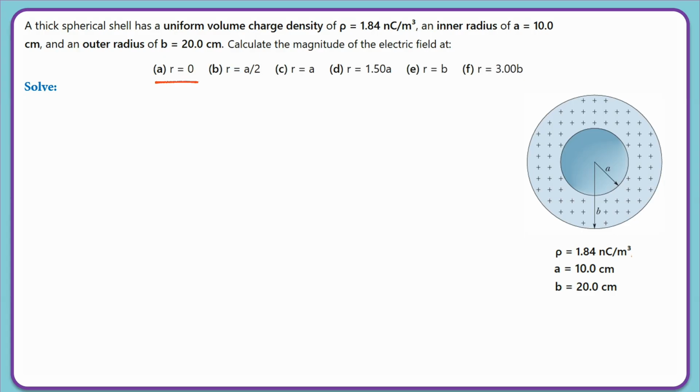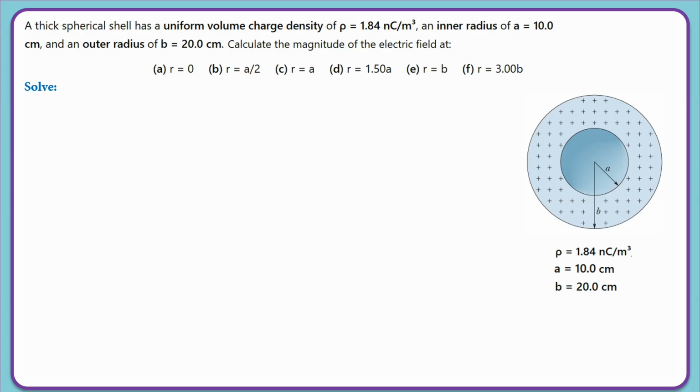A, R equals 0. B, R equals A over 2. C, R equals A. D, R equals 1.50A. E, R equals B. And F, R equals 3.00B.